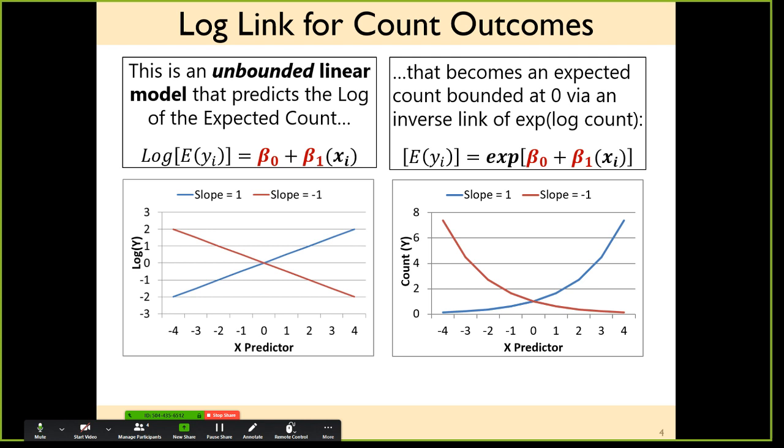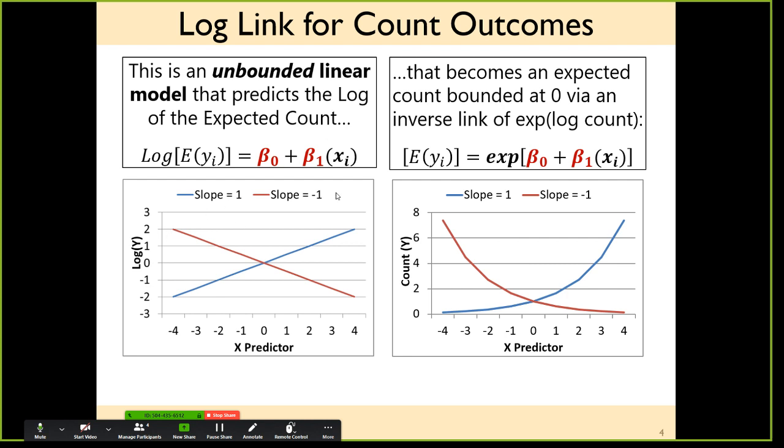So same idea, link functions take conditional means and put them onto a scale that's unbounded. In the case of a count, what we're going to try to predict is the expected count. So I have e to the y here. The log of that, we fit a linear model to. So if I have x on the x-axis here, log y on the y-axis, a slope of 1 is the blue line, slope of negative 1 is the red line. So the linear model works the same as you would think of. Beta 0 is the expected log of the count when beta 1 is 0. Beta 1 is the change in the log of a count per unit change in x.